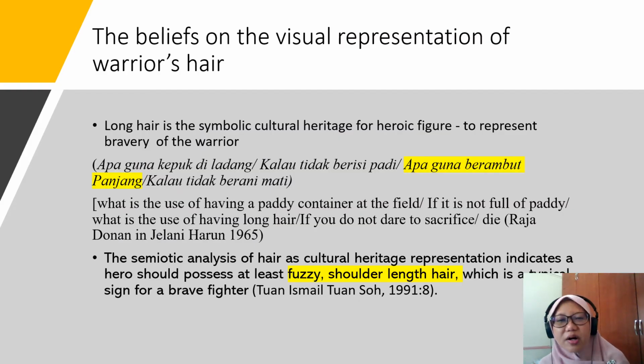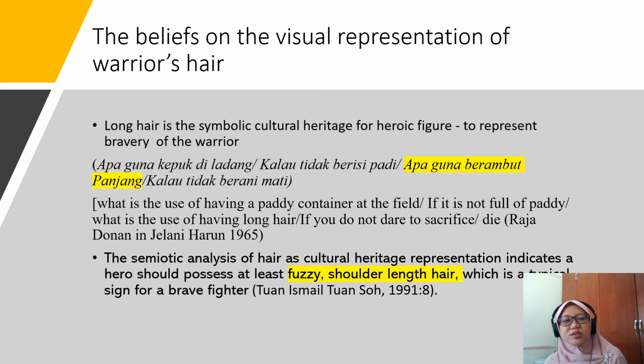Now let's look at the beliefs on the visual representation of warriors' hair. According to what we have in our research into the classical text, for example, Raja Donan in Jalani Harun, 1965, he says, "Apa guna kepuk di ladang kalau tidak berisi padi? Apa guna berambut panjang kalau tidak berani mati?" Here it indicates the importance of having long hair for the warrior, and in a sense it is connected to the idea of bravery. Could be the line is used when they are in the ring of fight. They are actually challenging each other.